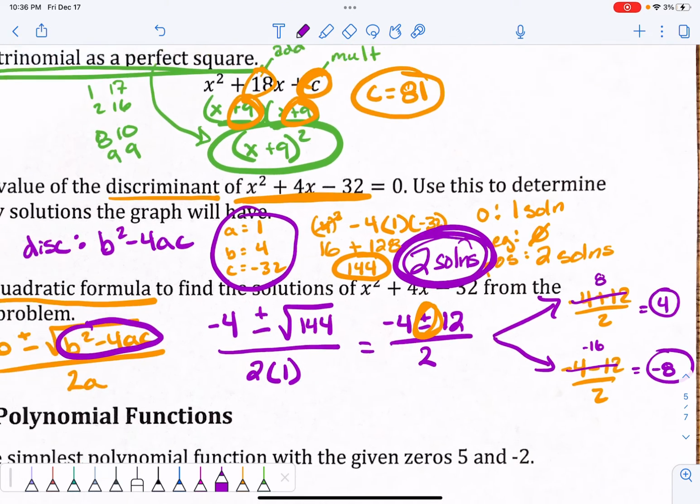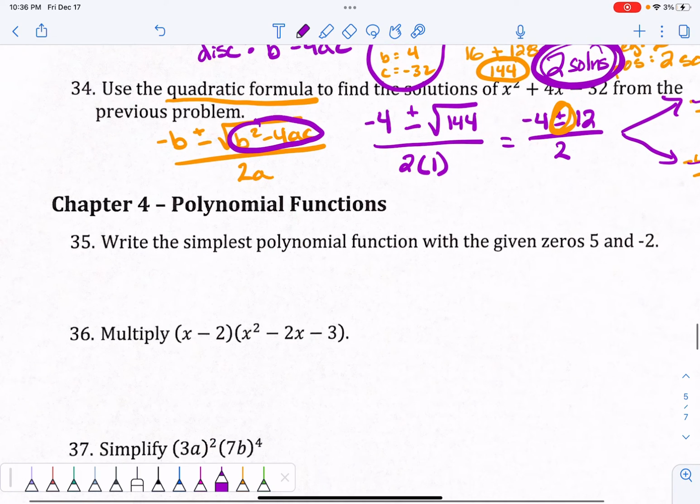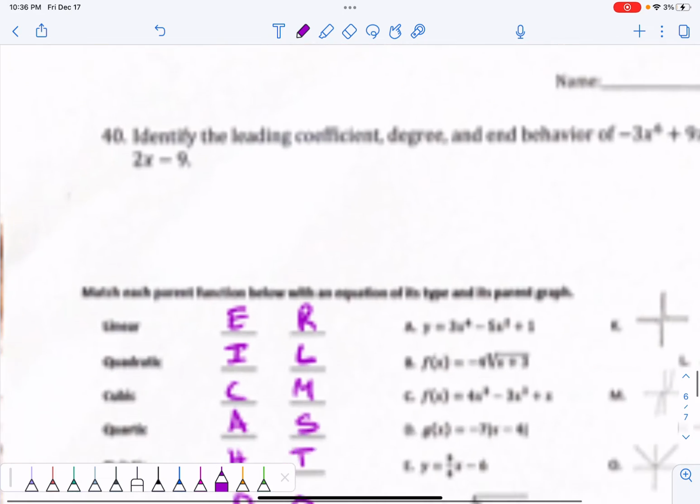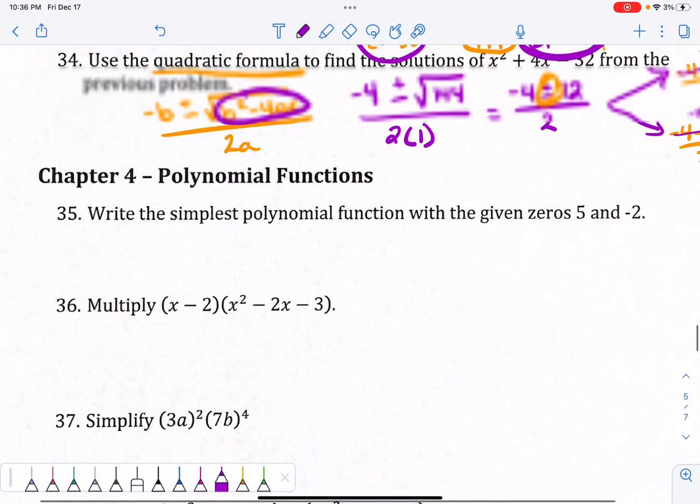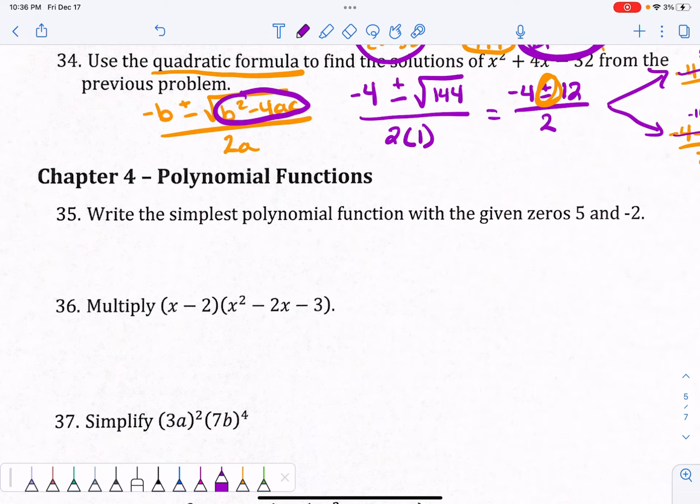Okay? All right. Last chapter is chapter 4. And so I think this is the last chapter. Yeah, last chapter. We've only got a couple left. Write the simplest polynomial function that has zeros that are 5 and negative 2.